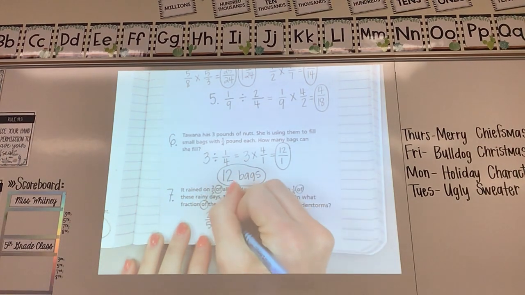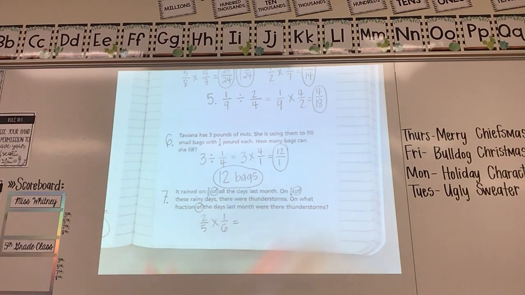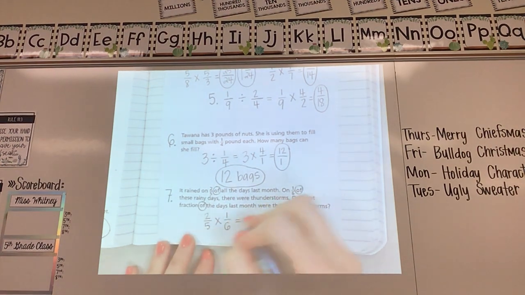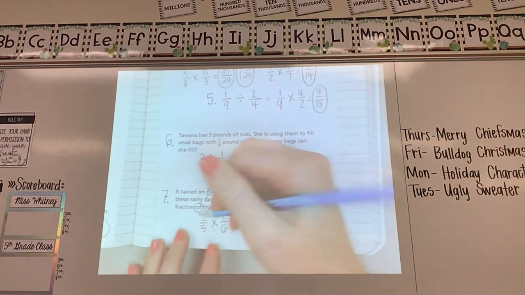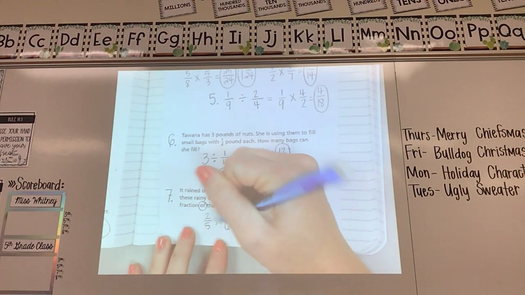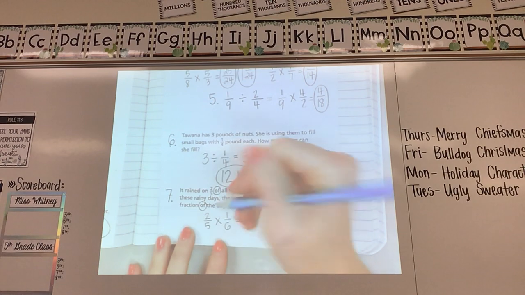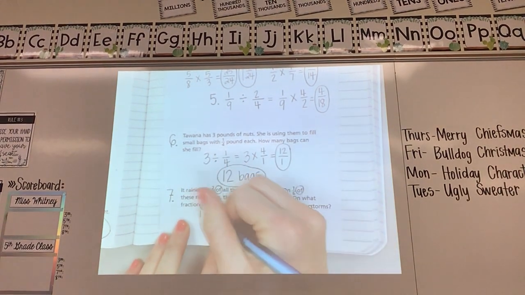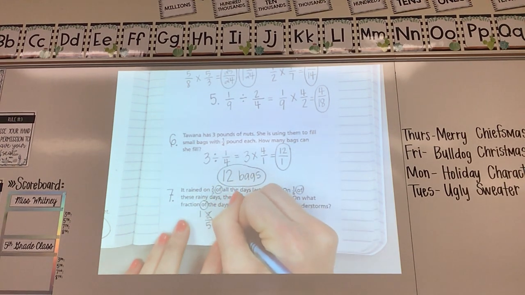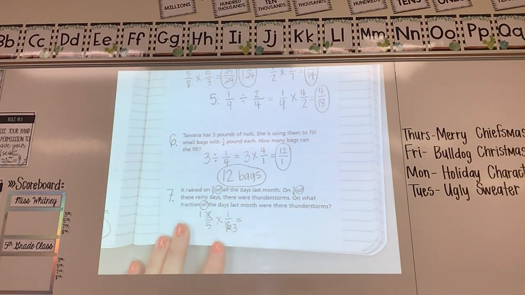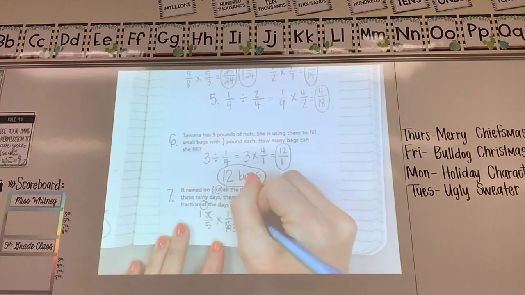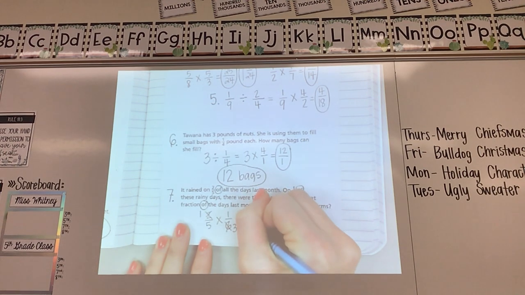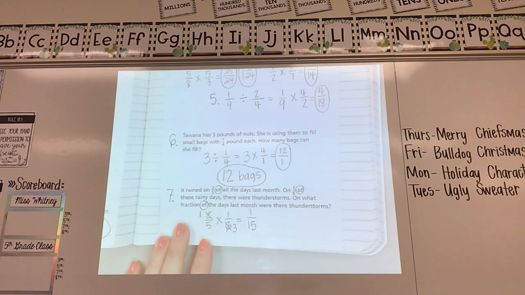times 1/6. I'm going to simplify if I can, so let's check. Is there anything that will go into 1 and 5? No. Is there anything that will go into 2 and 6? Yes, 2 will go into both of those. So 2 will go into 2 1 time, and 2 will go into 6 3 times. Now I can just go straight across, straight across. So 1 times 1 is 1. 5 times 3 is 15. So I got 1/15, and then I want to find my label.